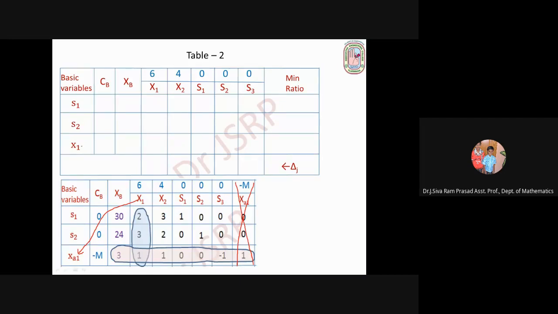Okay. Right. What is the cost? S1 cost is 0 from here. S2 cost is 0 from here. X1 cost is 6.